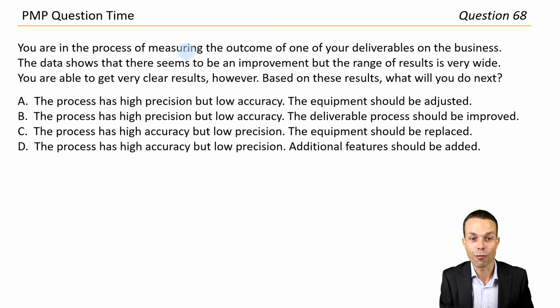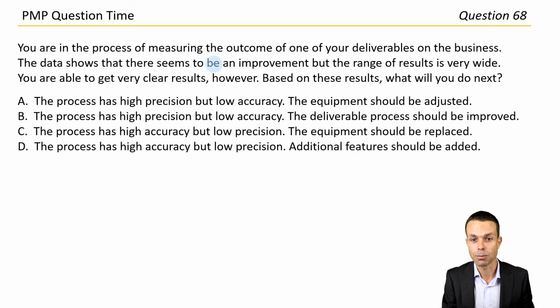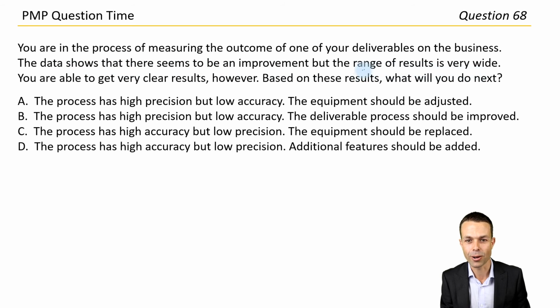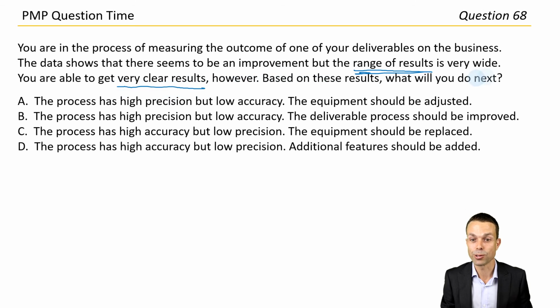You're in the process of measuring the outcome of one of your deliverables on the business. Okay, this is what we were talking about before. We've delivered something to the business. Now we can measure what's happened. Has it had the impact that we wanted it to have? The data shows that there seems to be an improvement, but the range of results is very wide. Okay, this is going to give us a clue here. The range of results. You're able to get very clear results. I can see where this is going already. Based on these results, what will you do next?